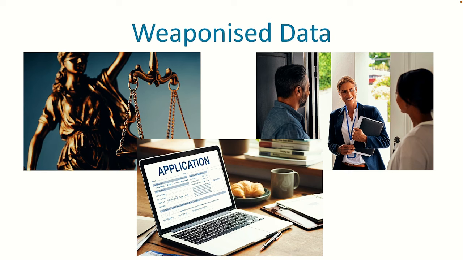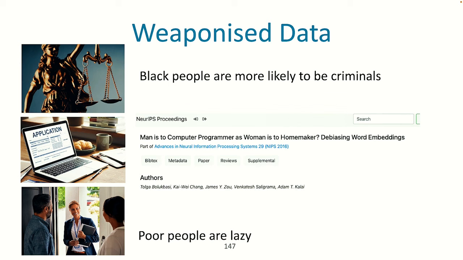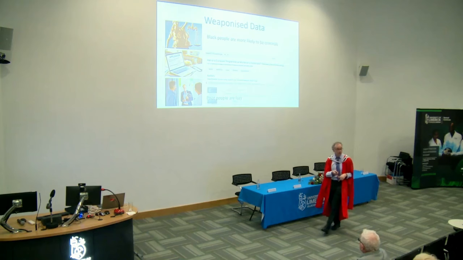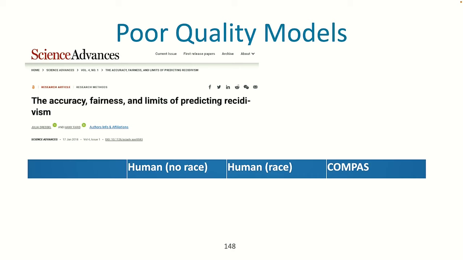So here's what's happening. We have models that think black people are more likely to be criminals, men make better employees, and poor people are lazy. And it gets even worse. We also have some poor quality models. This study looked at the COMPAS data from earlier on.